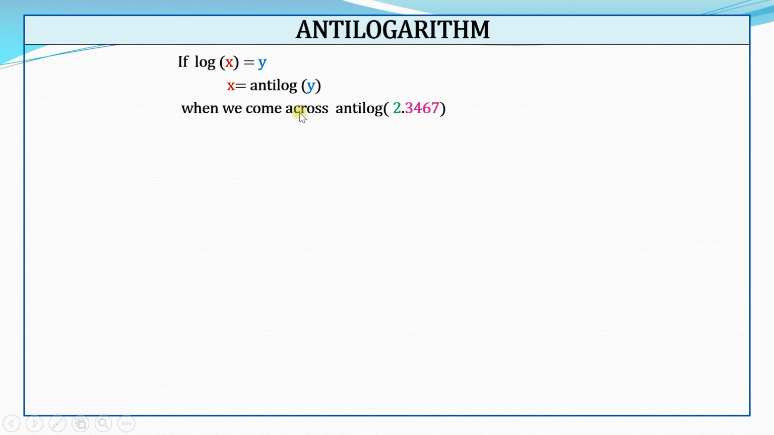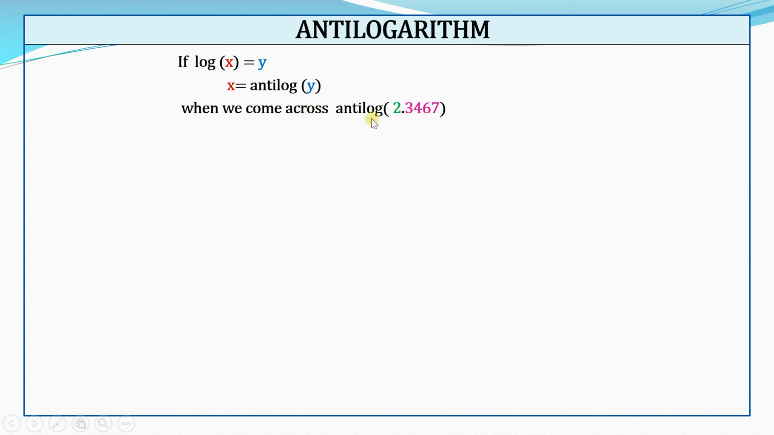Now guys, let's see how to find the anti-logarithm of a number. The whole concept of anti-logarithm is: if log of x is equal to y, and you want to get back the value of x, you have to find the anti-log of y. So if log x is equal to y, then we find x by taking the anti-log of the number which you have found here. Now let's assume that you have anti-log of 2.3467.